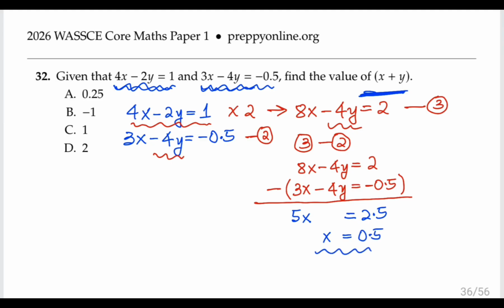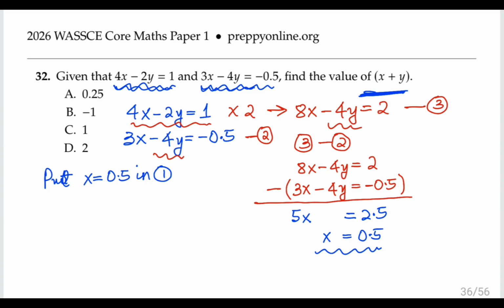So we now use this value of x to find y. We can do that by substituting this value of x into any of the equations we got. So let's substitute this into equation 1. So let me write that. Put x equals 0.5 in equation 1.